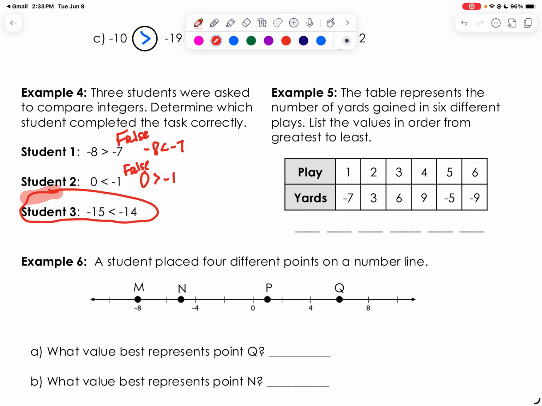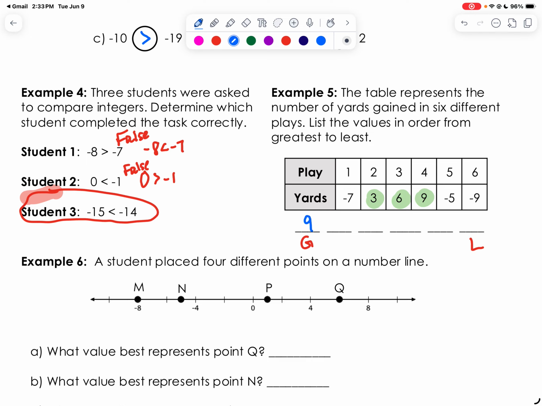And they want us to order our numbers from greatest, so I'll put a G, to least, so I'll put an L for least. So they want the largest number to go first and the smallest number to go last. Now, when you have a mixture of positive and negatives, the positives are always going to be bigger than the negatives. So I want to look at our positive numbers here real quickly. Let me highlight them. 3, 6, and 9. Those are our positive numbers. So let's put those in order first, starting with the biggest one.